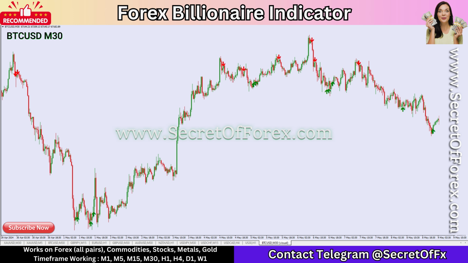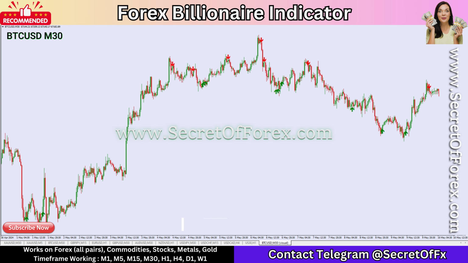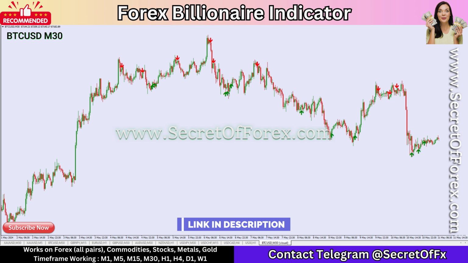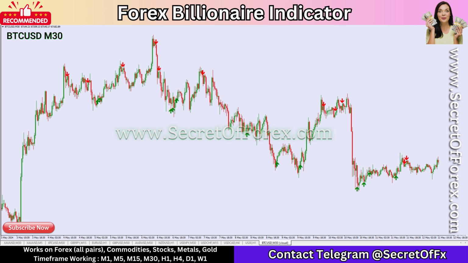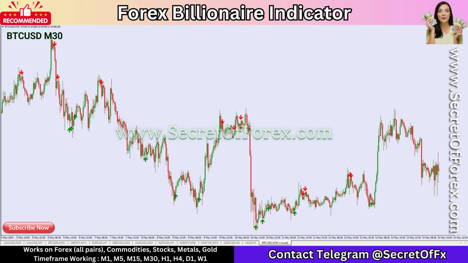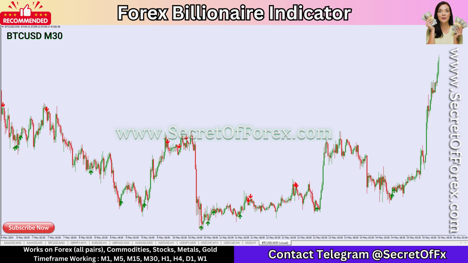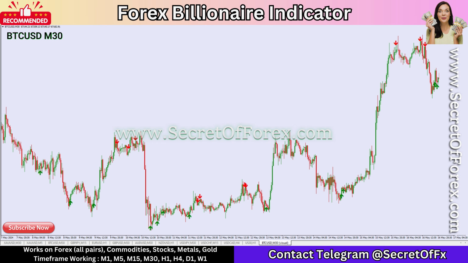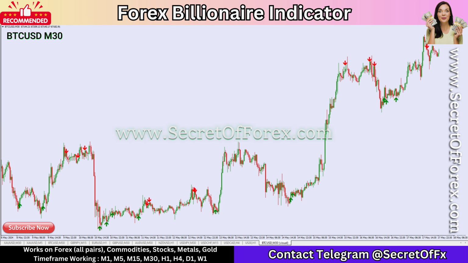3. Follow the indicator and generate money. This indicator is very easy to use. More details are described in the website picture. 4. Don't use one time frame. Change the time frames and find a red arrow, then enter the market according to this indicator's rules.